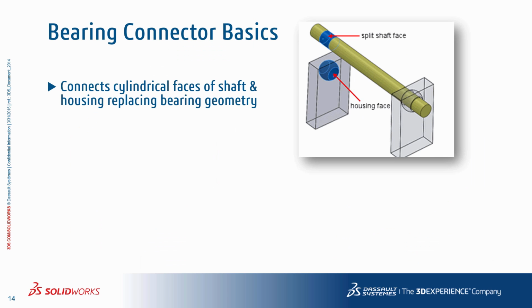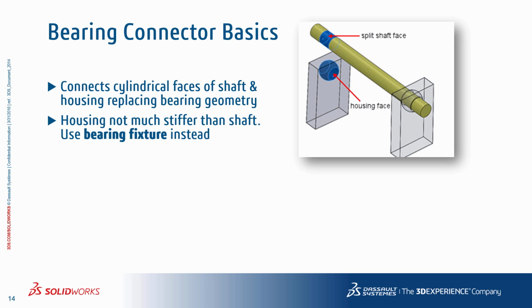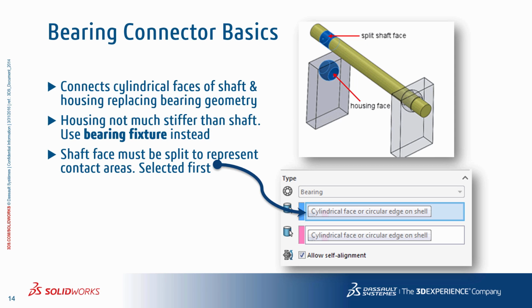A bearing connector connects a cylindrical face of the shaft and housing, thus replacing the bearing part geometry. The intent of this connector is to provide a local flexibility that a bearing would allow while still restraining the shaft. Here, the housing is not much stiffer than the shaft, otherwise we can always use the bearing fixture instead. We'll talk a little bit more about the bearing fixture later on, but essentially with the bearing fixture, the housing is not modeled and the part is connected to a fictitious ground. The shaft faces must be split to represent the contact areas, and the shaft face also must be the first selected geometry in the bearing connector definition.